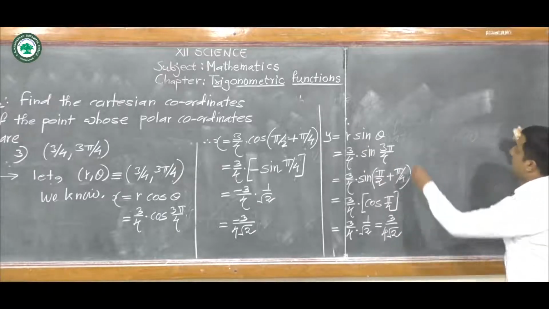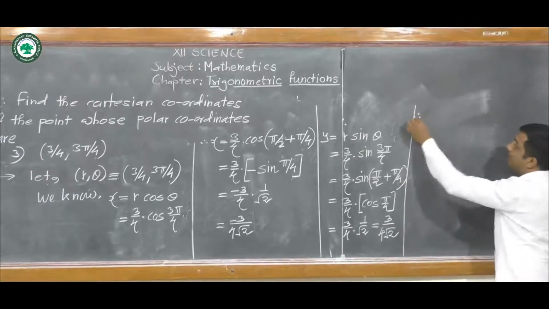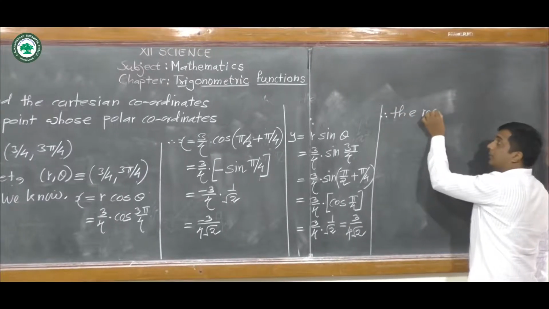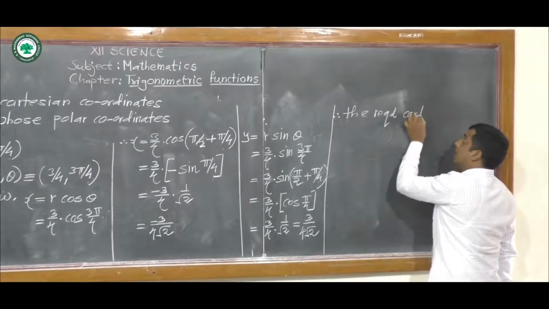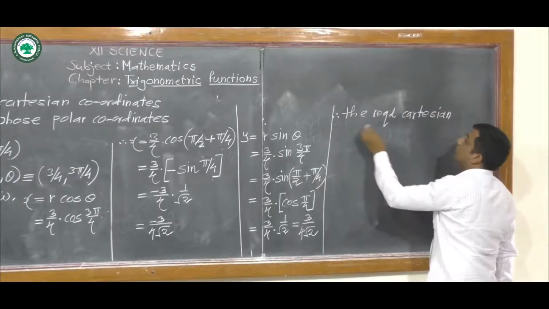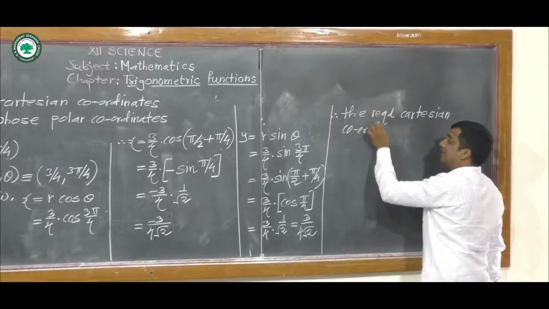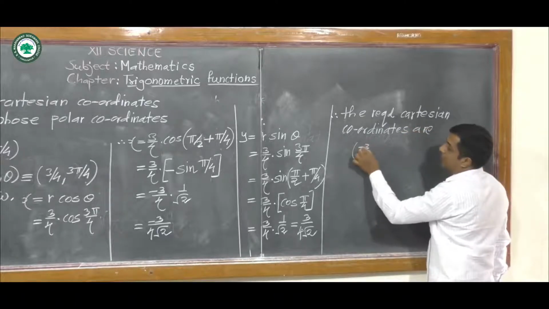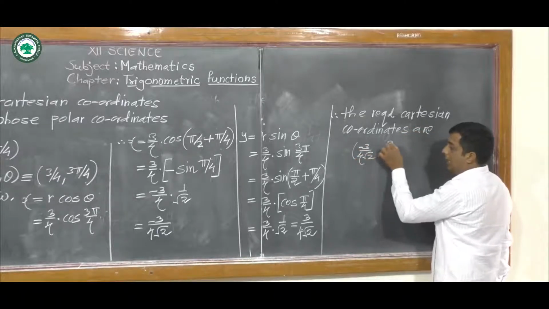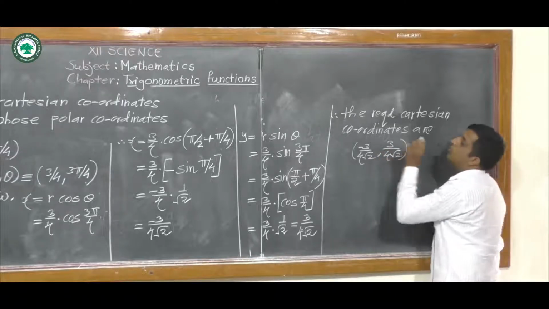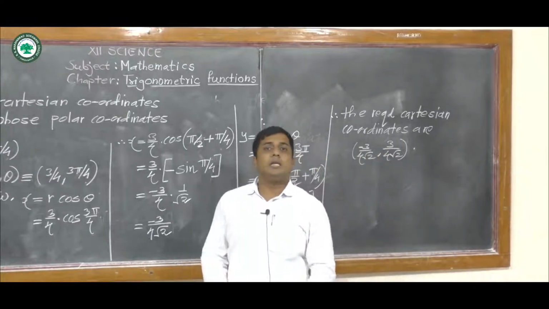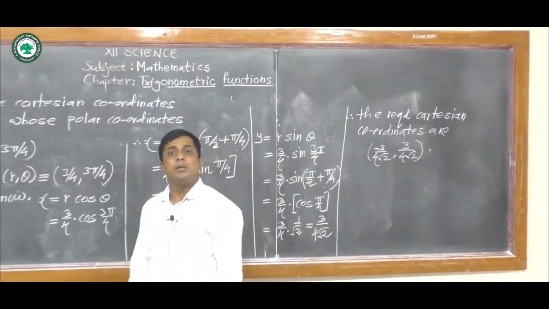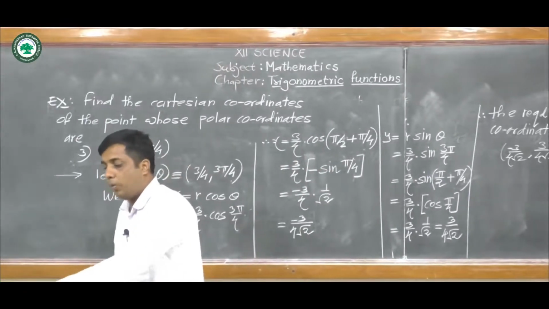And in the last, I write the Cartesian coordinates. Therefore the required Cartesian coordinates are minus 3 upon 4 root 2 and 3 upon 4 root 2. So we find the Cartesian coordinates by using the polar coordinates. So remember this example. Let's go with another example.